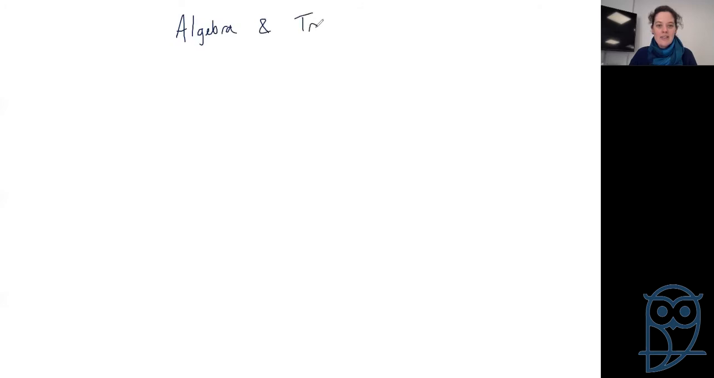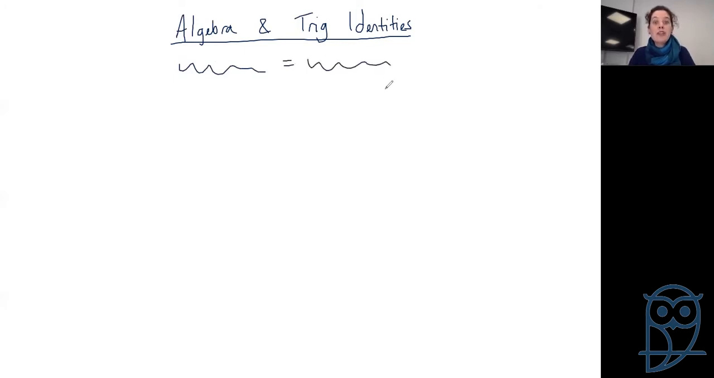Algebra and trig identities. Now we're talking back to basics here. What we are doing is we often have something that is the same as something else. Prove it. This side will be horribly complex and this side will be wonderfully simple. So we're going to take our complex side and manipulate it and make it into simple.